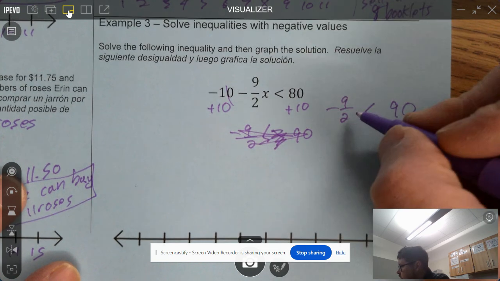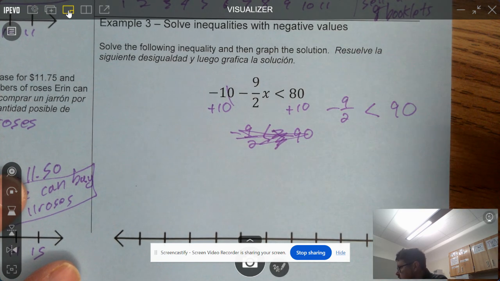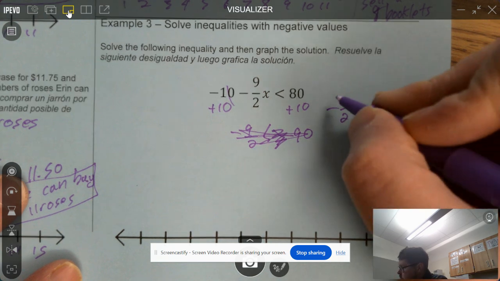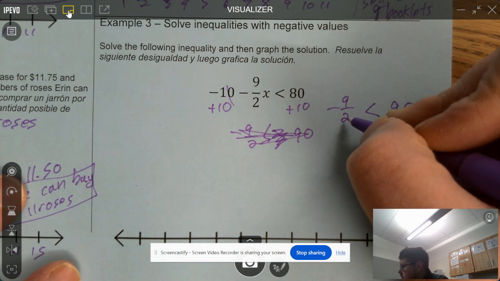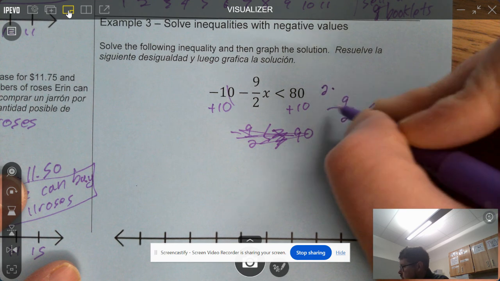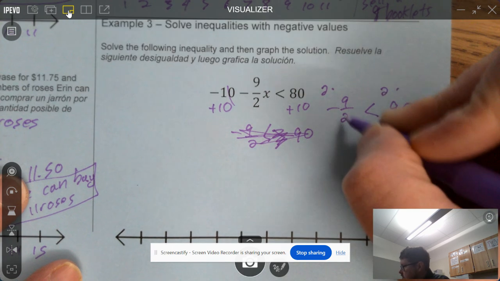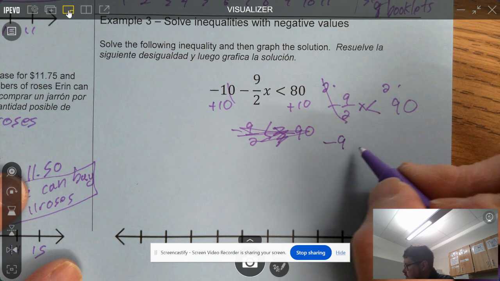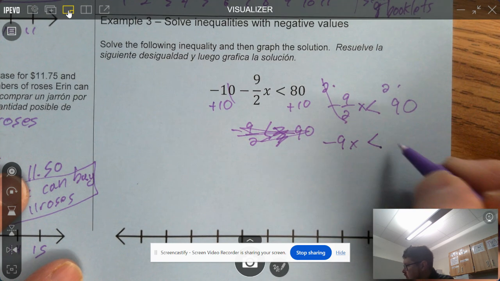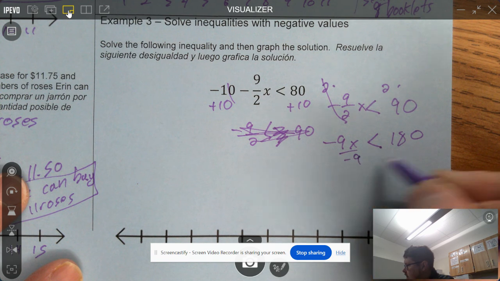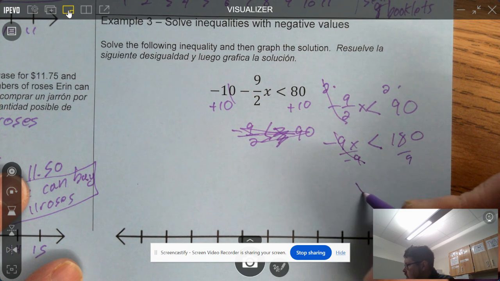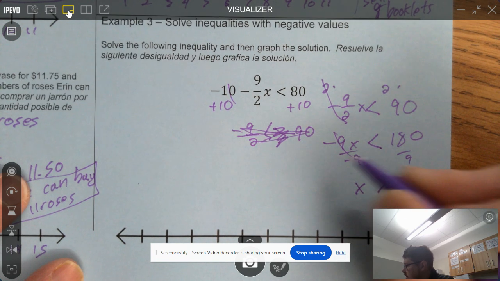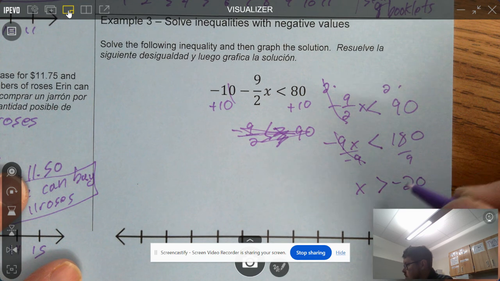So then I've got to get rid of this 9 halves. A couple of ways we can do it. Let's just do it. Multiply by 2 on both sides, because that's division right there. And this should be x right here. That cancels. So now I'm left with negative 9x is less than 180. And I'm going to divide by negative 9. And that flips around because I'm dividing by a negative, and that gets us to x is greater than negative 20.